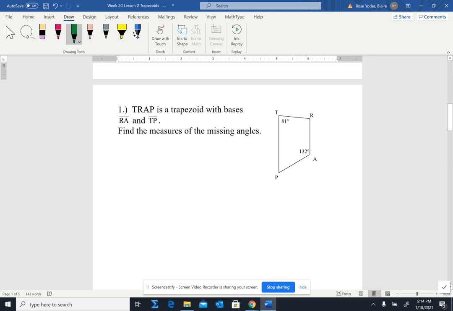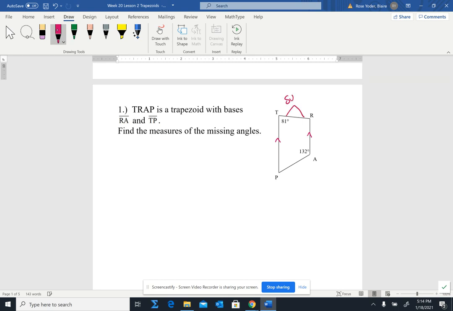So problem one says TRAP is a trapezoid with bases RA and TP. It might surprise you that I called those bases because we're used to the word base being like the bottom of something. But for a trapezoid, the bases are the two sides that are parallel. So if you turn your head sideways, it might look a little more like what you picture a trapezoid to look like. The key here with trapezoids is parallel lines give you same side interior angles, which are sups.